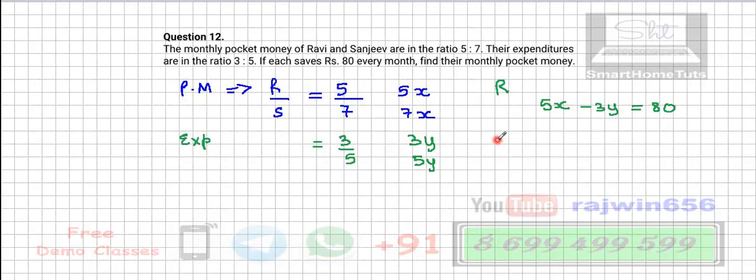Same way now for Sanjeev, this is going to be 7x minus 5y is equal to, again he is also saving 80 rupees, so this is going to be rupees 80. I got a simultaneous equation. We are going to solve this simultaneous equation and get the value of x. Once we have the value of x, then 5x and 7x are their pocket money. That is what they have asked.